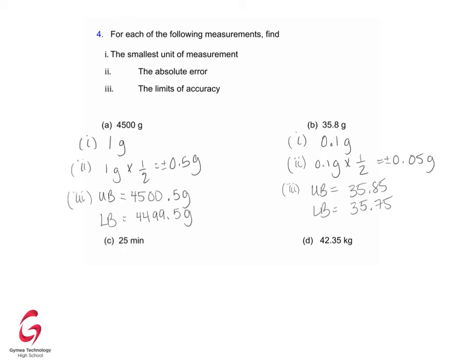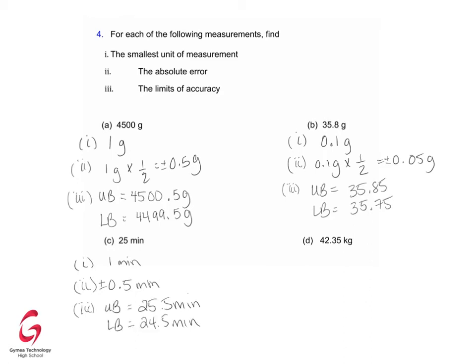Question C, we're looking at 25 minutes. The smallest unit of measurement there, since there's no decimal, would just be 1 minute. Part 2, the absolute error, again that's just 1/2 of a minute. And for the limits of accuracy, we're just adding and subtracting that 1/2 of a minute from the 25 minutes.